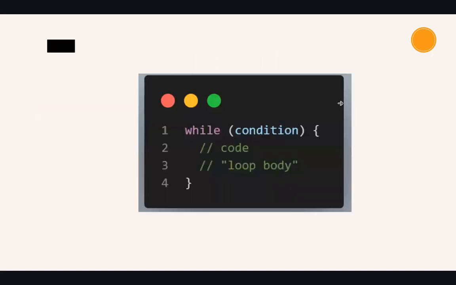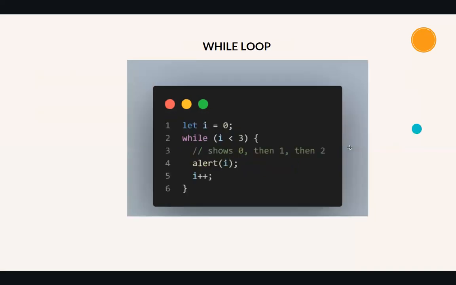Now there are two kinds of loops primarily. There's the while loop and there's the for loop. The while loop is essentially you have the while keyword, you have your condition, then you have the code you want to run. So it's just the while keyword, the condition, and the code you want to run. So in this example, we are saying let i equal 0. So while i is less than 3, we want to do something.